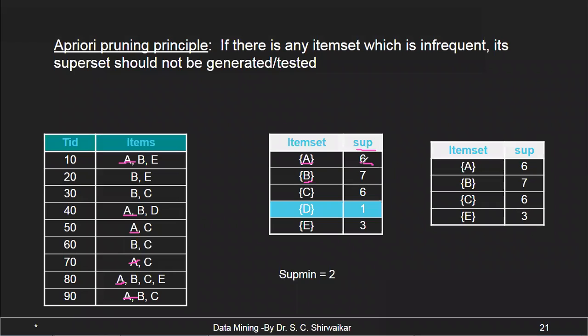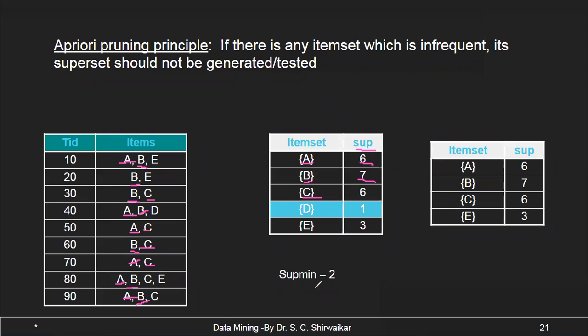So if you are talking about the value of B, how many times is B present? Let's consider B: 1, 2, 3, 4, 5, 6, and 7. So here B is present 7 times. If you are talking about C, see how many times C is present in our given transaction data set: 1, 2, 3, 4, 5, and 6. So likewise, we have to check each and every item set, how many times it is present in the given data set.